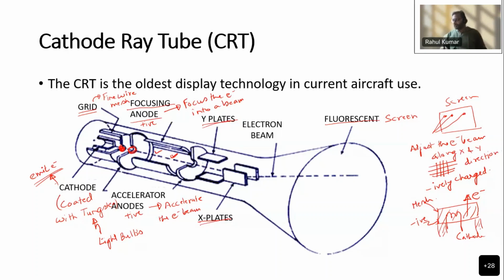And this screen is coated with a fluorescent material. So when an electron beam hits the screen, it will glow or emit some form of luminance or light. So that's how your cathode ray tube works.